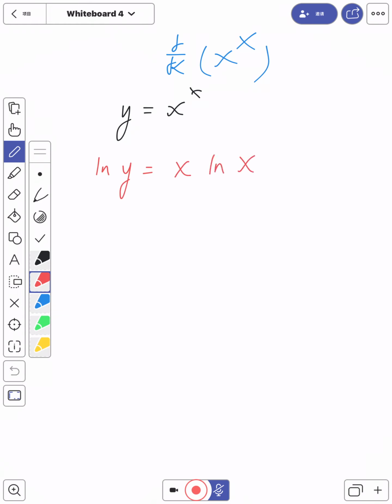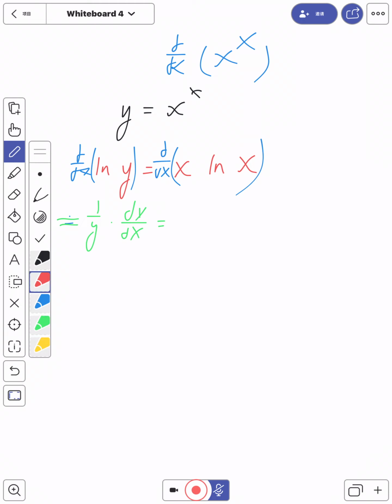Since both x and y are variables, we cannot directly take the derivative of this, but we can use the product rule. So if we take d over dx, the left side will obviously be 1 over y times dy over dx. We have encountered this so many times. So what about the right side?